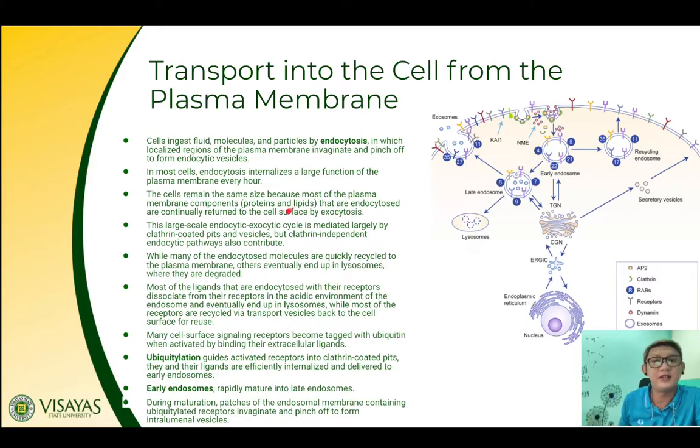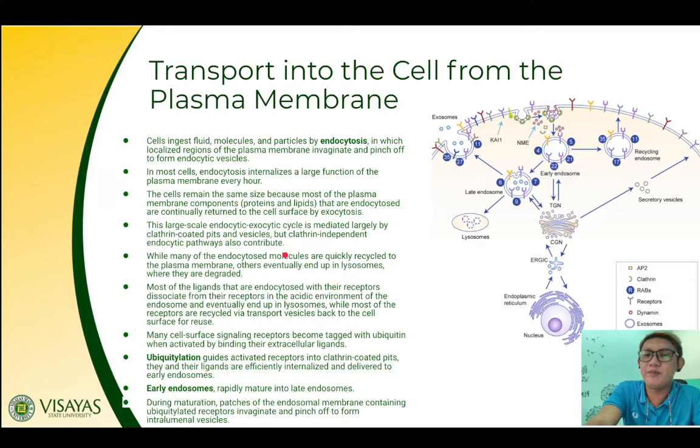So we know that the process is called endocytosis, in which localized regions of the plasma membrane invaginate and pinch off to form endocytic vesicles. In most cells, endocytosis will internalize a large portion of the plasma membrane every hour. These cells remain the same size, because most of the plasma membrane components that are endocytosed are continually returned to the cell surface by exocytosis. This is mediated largely by clathrin-coated pits and vesicles, but clathrin-independent endocytic pathways also contribute.